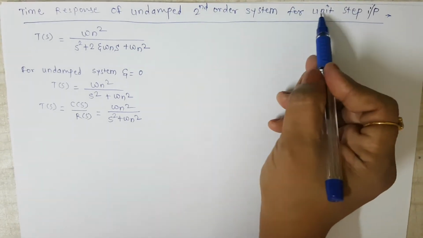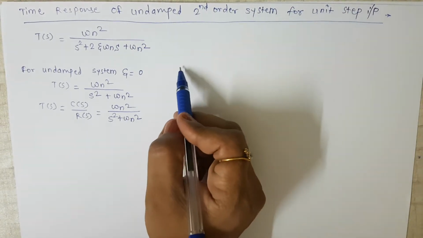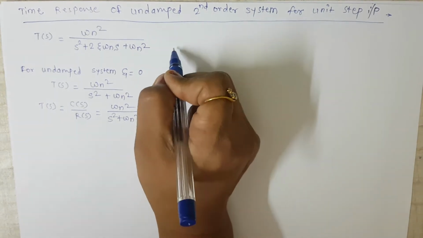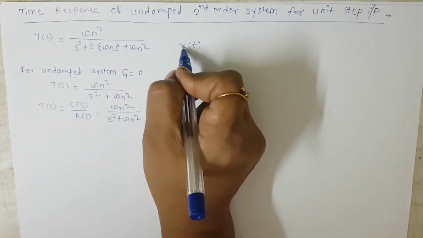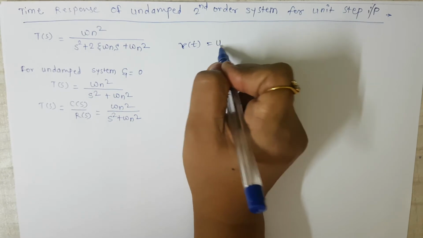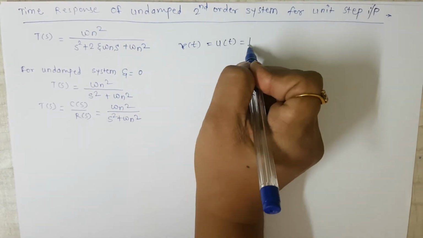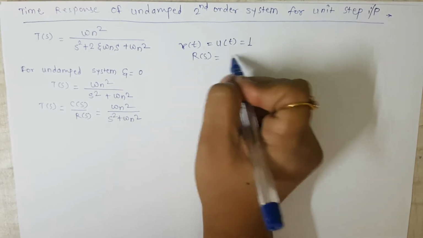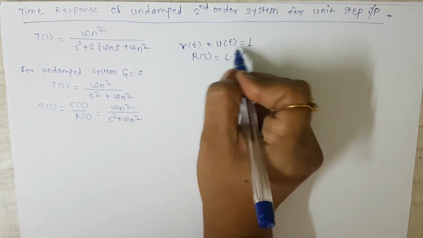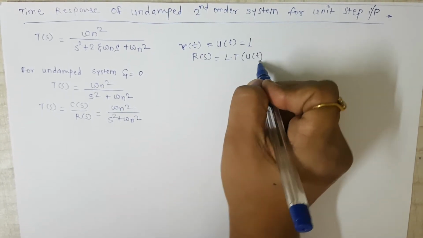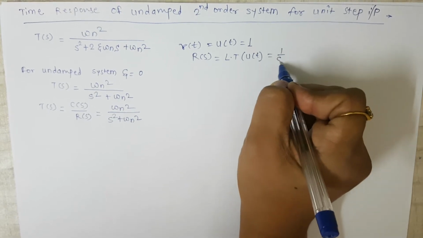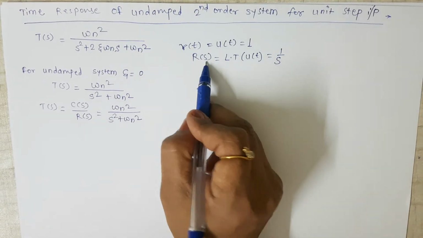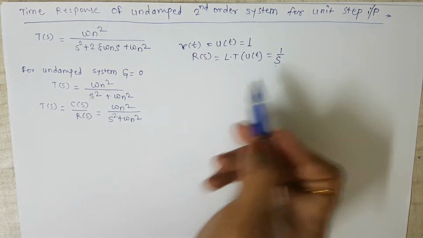Okay, now this is the unit step input we are giving to this. That means our R of T is what? U of T is unit step, that is 1. Okay, so R of S is Laplace transform of U of T, that will be 1 by S. R of S will be 1 by S.